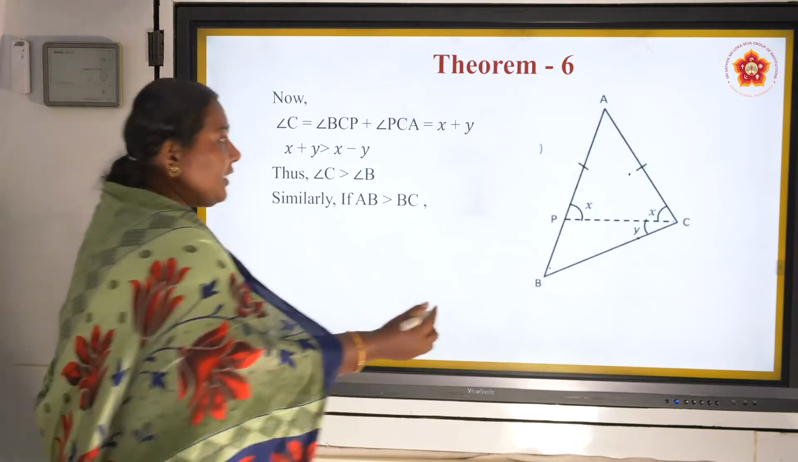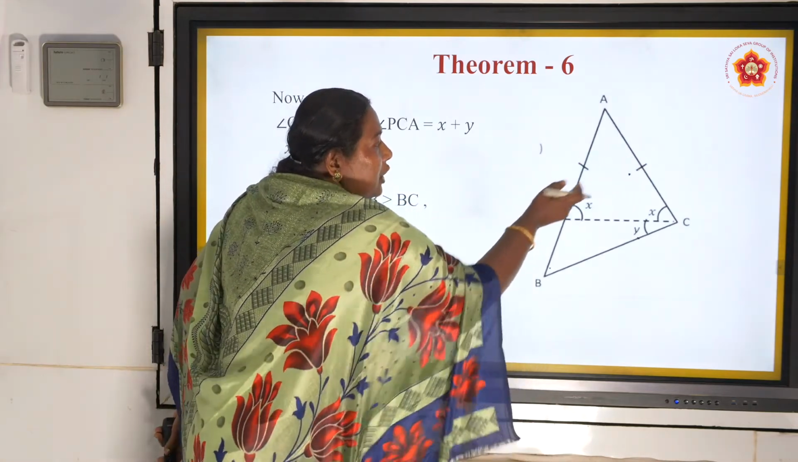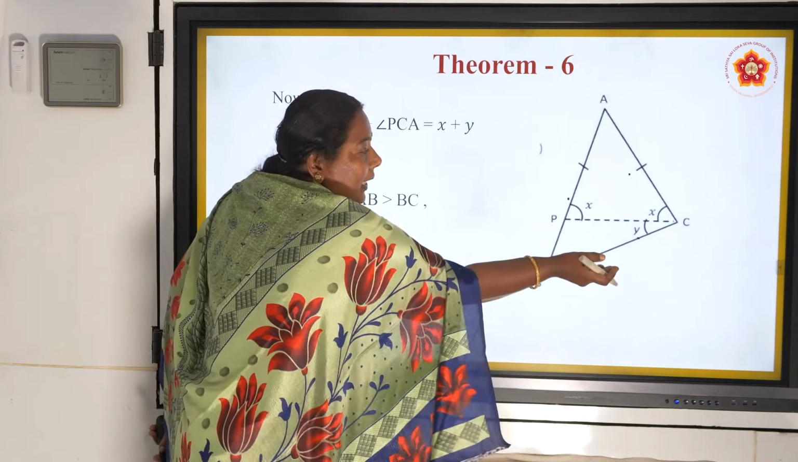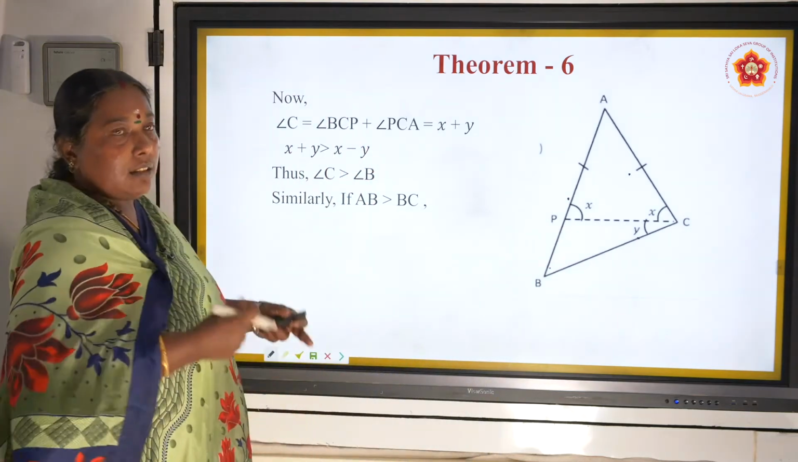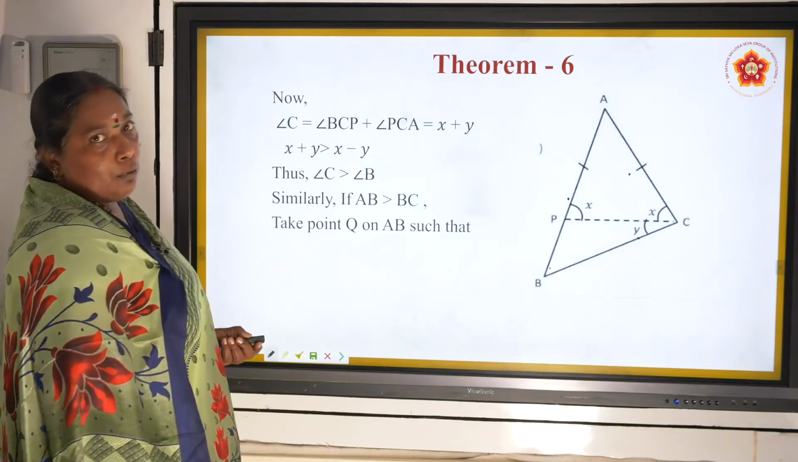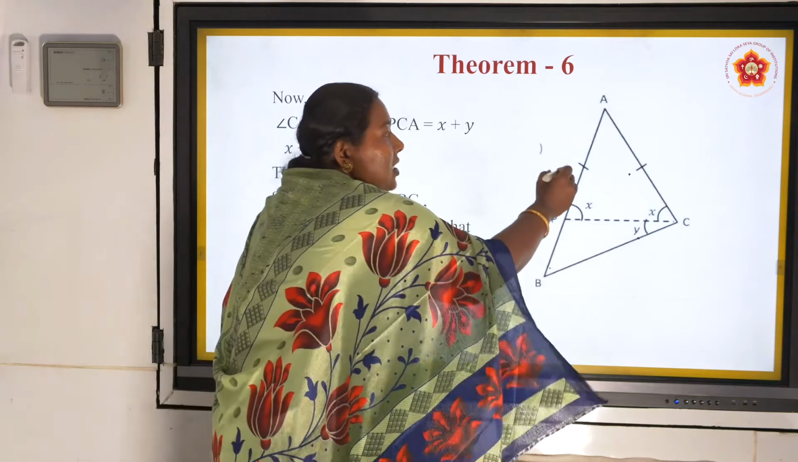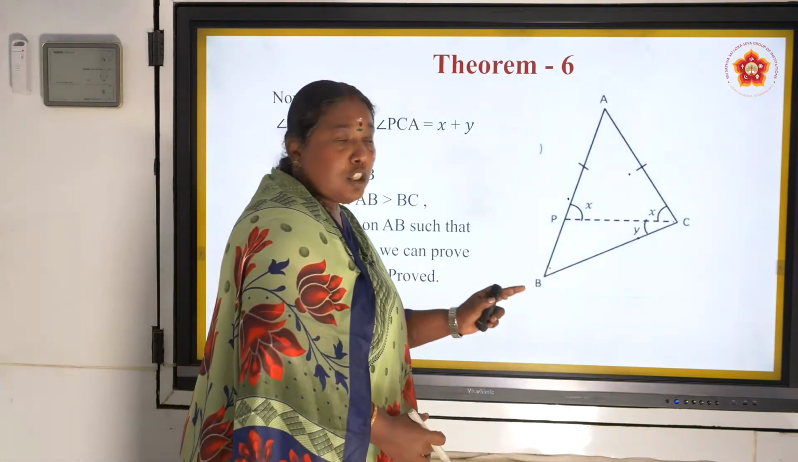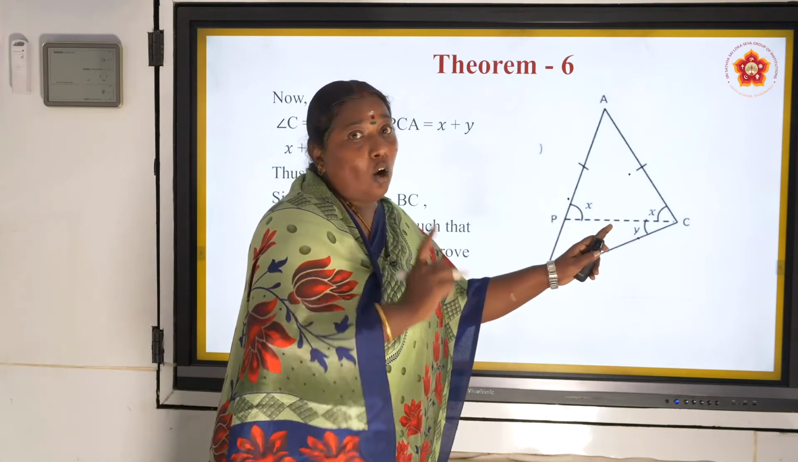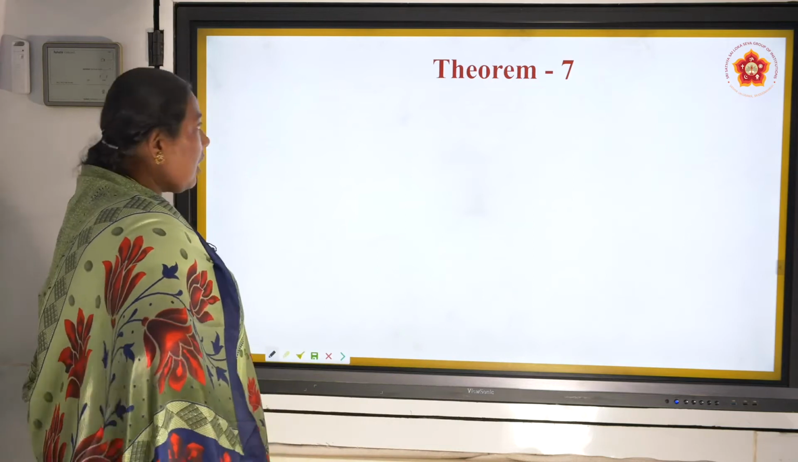Similarly, since I have compared these two, I can compare AB and CB also. Right? That is on you. You do that proof. So by this we proved that if a larger side and a smaller side are compared, then the angle opposite to the larger side is always larger. Hence we proved this theorem.